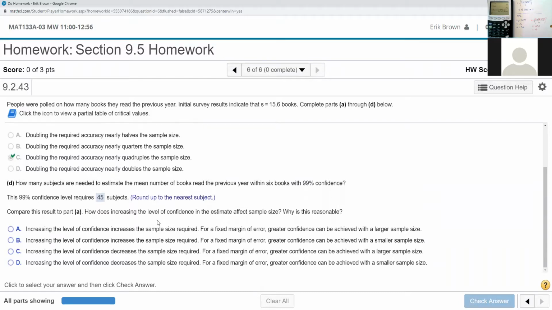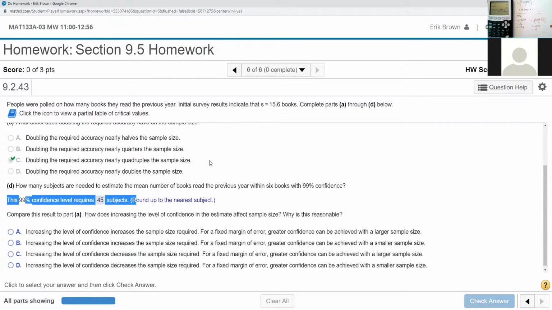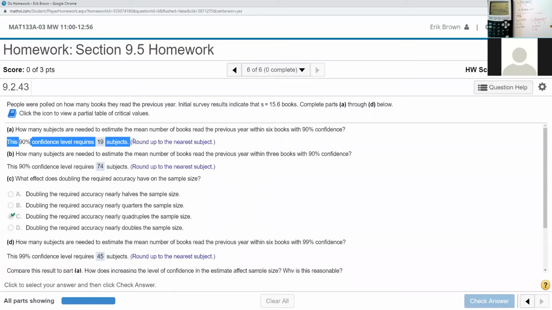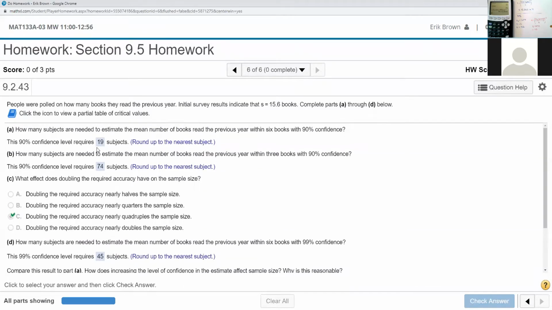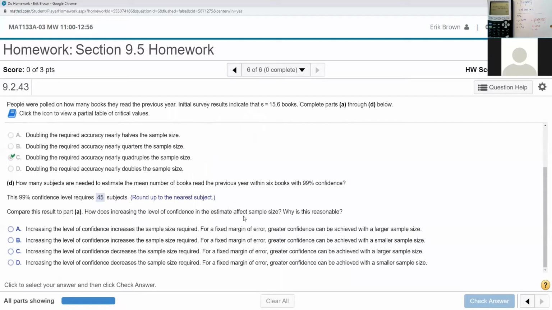So how did increase in the level of confidence in the estimate affect the sample size? Okay, so if we compare this 45 to the previous 19, it increased it, right? So by increasing the confidence level, we had to increase the sample size. And if you look at the relationship between 19 and 45, that's almost double. Remember, 19 times 2 was 38. Let's see, 19 times 3 is 57. So it's almost doubled. Let's see what our options are.